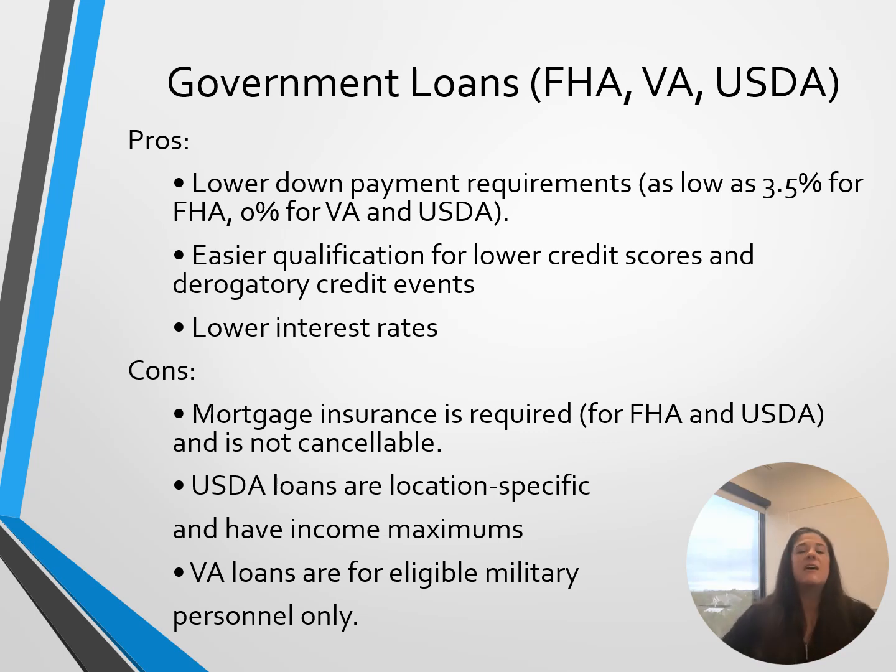So the cons, there is mortgage insurance that's required for FHA and USDA loans, and it's not cancelable. So you have that for the life of the loan. On FHA loans, there's also an upfront mortgage insurance premium that gets added to the loan amount that you pay interest on every month. And so that's some cons there. And then USDA loans, you do have to be in those specific rural areas and be under the income maximum. And then VA, obviously it's only eligible military veterans and personnel that have that eligibility for that particular loan type.